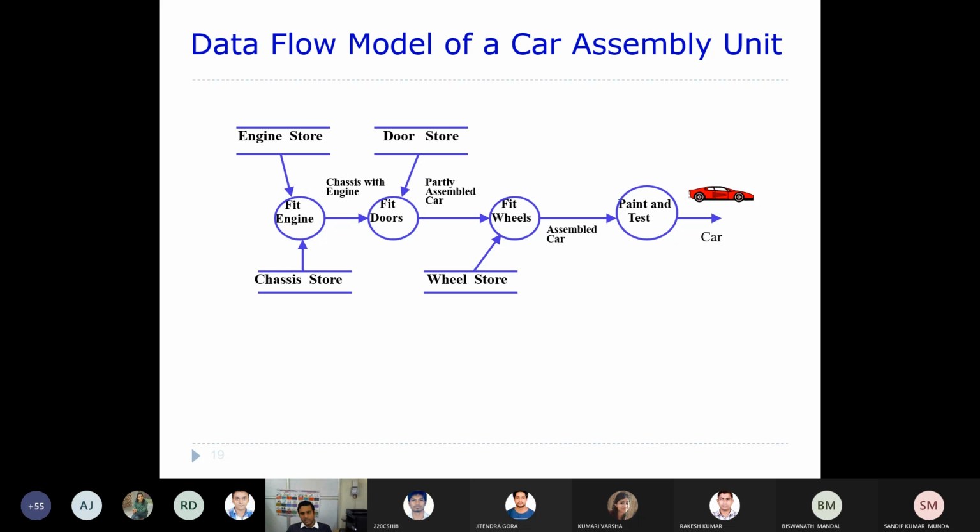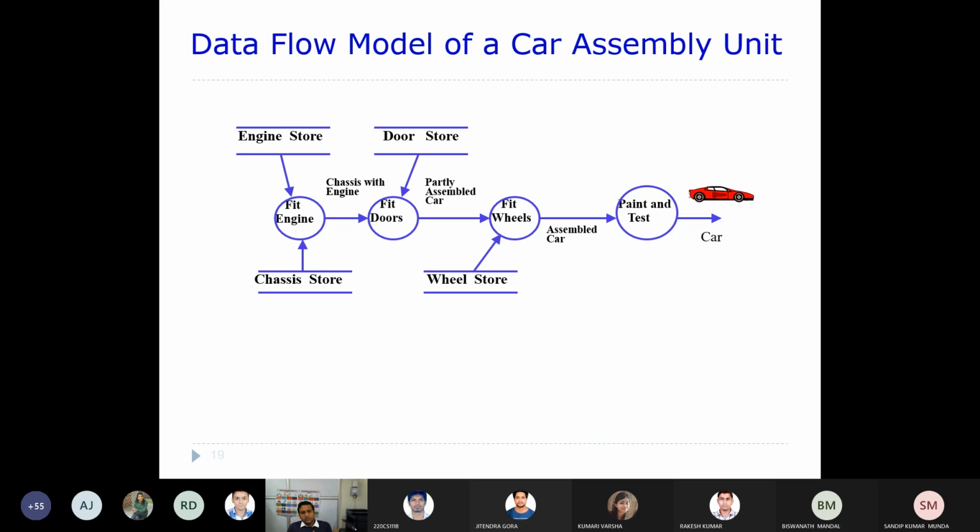Now you can see there are a certain number of functions or processings carried out. The first processing or function carried out here is fit engine. That means first you need to fit the engine. In order to fit the engine, first you need to take an engine from the engine store. Let's say the engine store is some sort of store or database where a certain number of engines are available. So from there you need to take the engine, and you need to take a chassis, and then you need to fit them.